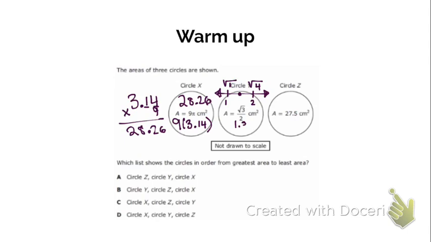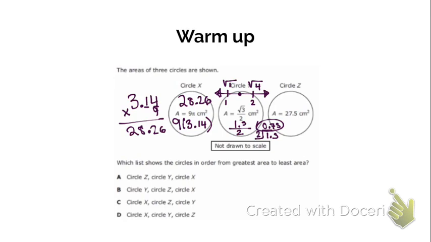So we have 1.5 over 2, and 1.5 divided by 2, top in, bottom out, should give us 75 hundredths. So that means that the square root of 3 divided by 2 is 75 hundredths. And the last number is 27 and 5/10, which we don't need to do anything with.